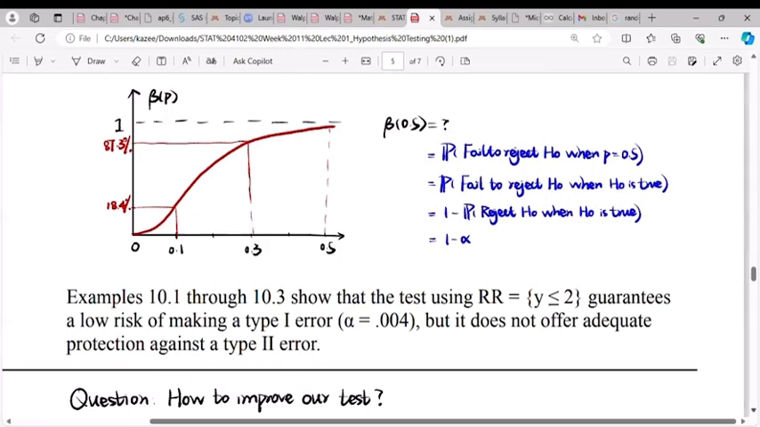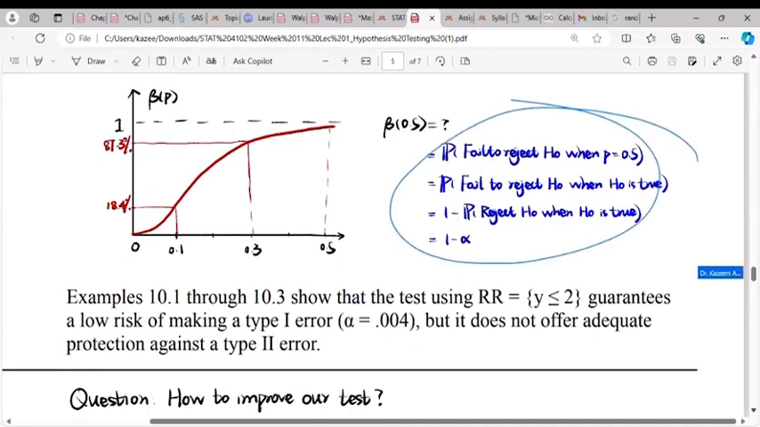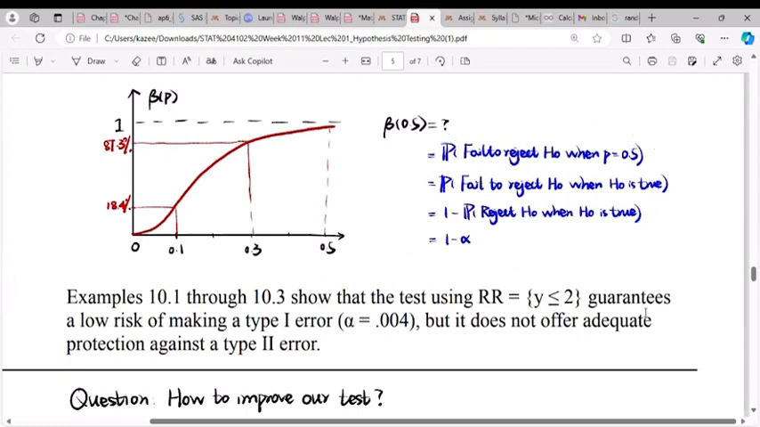Don't forget, if I know my alpha, I can also find 1 minus alpha. If alpha is the probability of type 1 error, then 1 minus alpha is also going to be a correct decision. I just wanted to take note of that. So I'm going to move on right now.